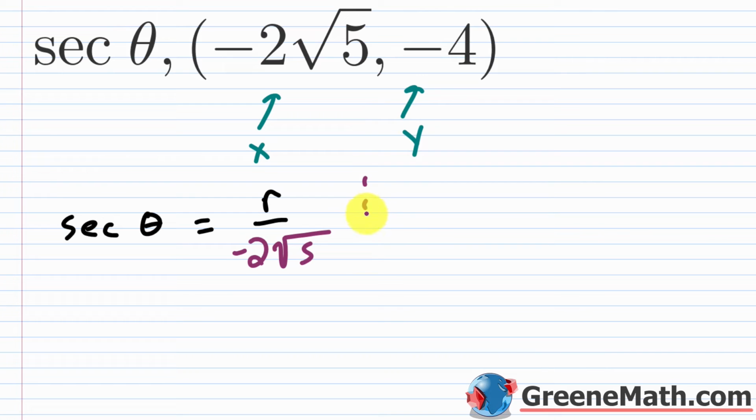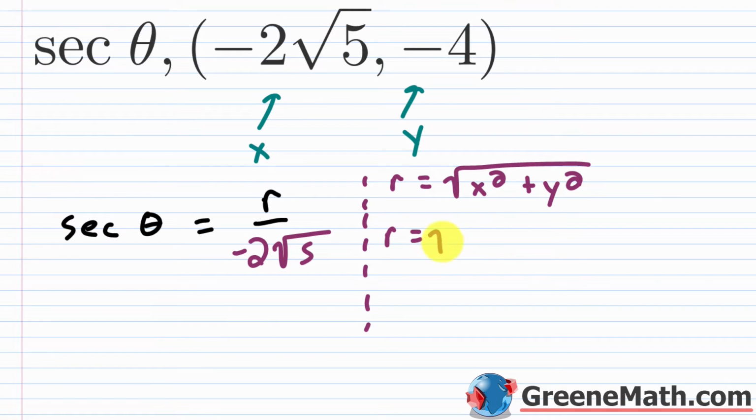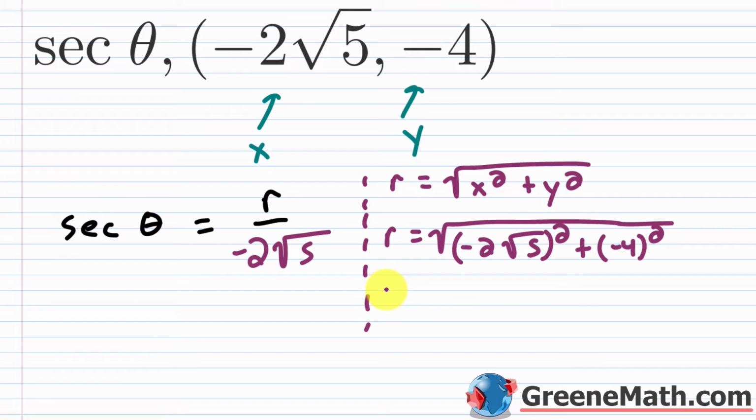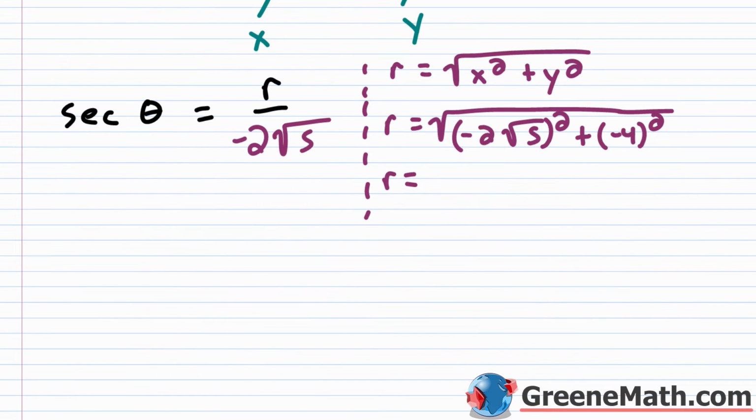Okay, for r, again, we just need to figure that out. So r is equal to the square root of x squared plus y squared. So r is equal to the square root of, for x, I have negative 2 times the square root of 5, so that's going to be squared. And then plus, you have this negative 4 here for y, so that's going to be squared as well. Okay, so r is equal to, this first guy is a little bit tricky. So the negative 2 is being squared, both the negative and the 2. Okay, so if I had negative 2 being squared, this would be 4. Okay, so that's the first part of that.